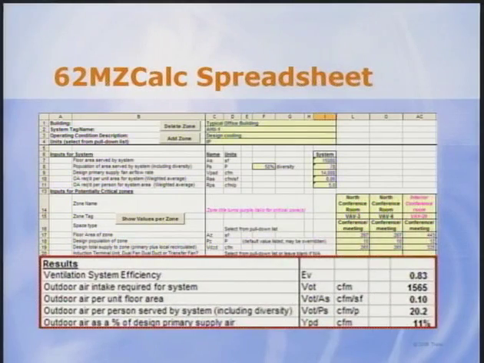The ventilation efficiency is listed along with the required outdoor air rate expressed in terms of CFM, CFM per square foot, CFM per person, and percent of design supply air rate. Standard 62 does not say what conditions to analyze, and of course with VAV systems, there are an infinite number. But the user's manual suggests looking at 2 conditions, the design cooling condition and the design heating condition.